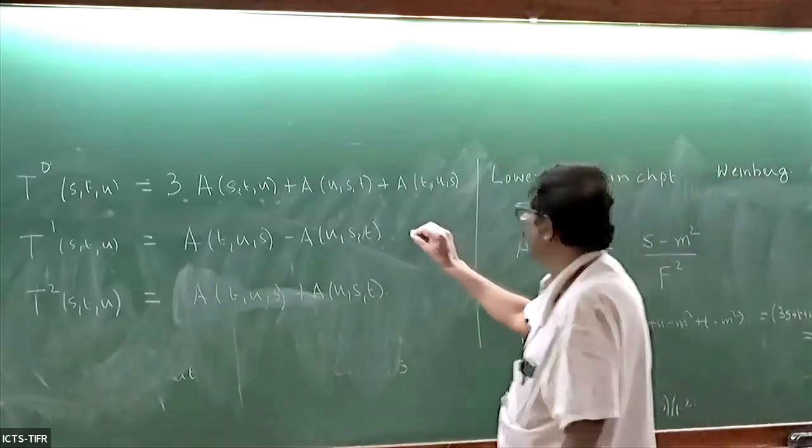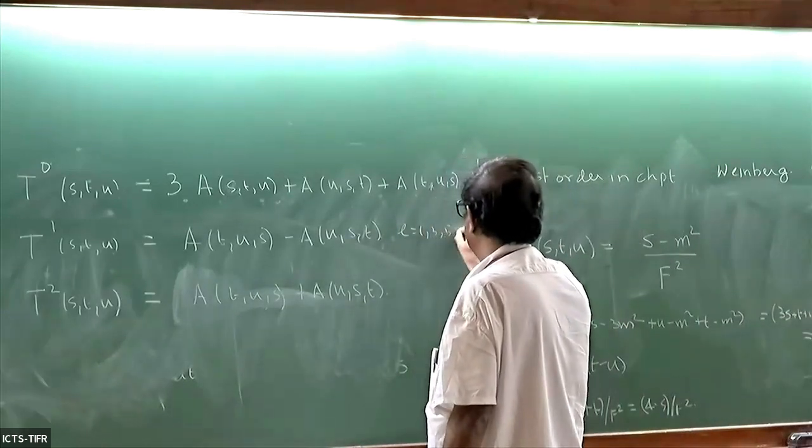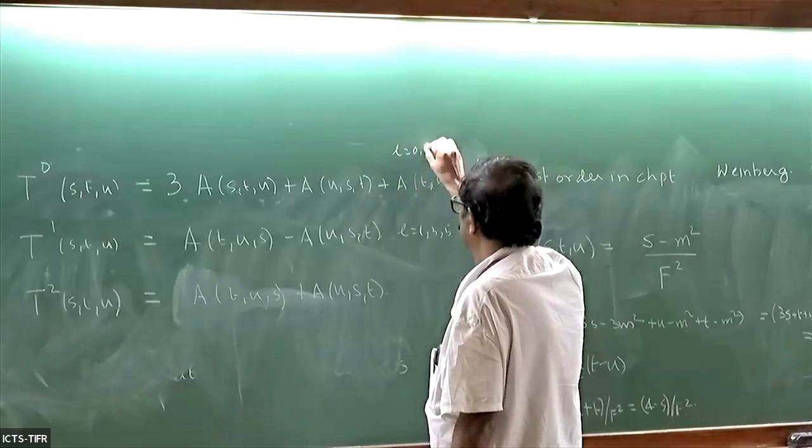So this will have L equals 1, 3, 5, dot, dot, dot. And these have L equals 0, 2, 4.